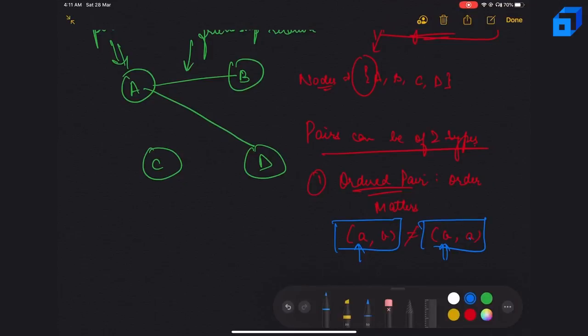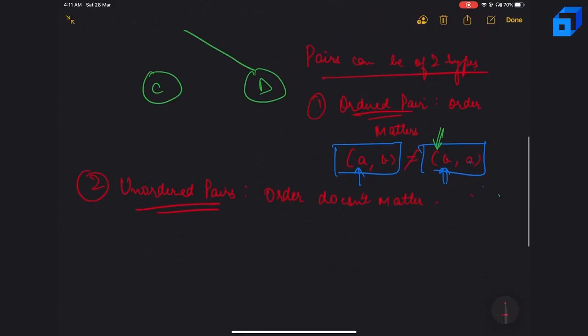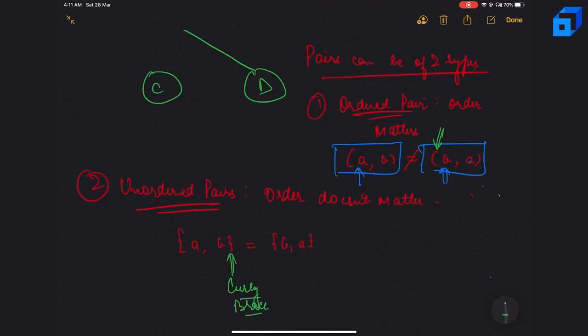These pairs are represented by parentheses. The second kind of pairs are unordered pairs. As is explained by the name, the order doesn't matter here, which means that {A, B} is equal to {B, A}. An unordered pair is represented by curly braces. If you recall, this is also the representation of a set. And also, as you might know, in a set, order doesn't matter.